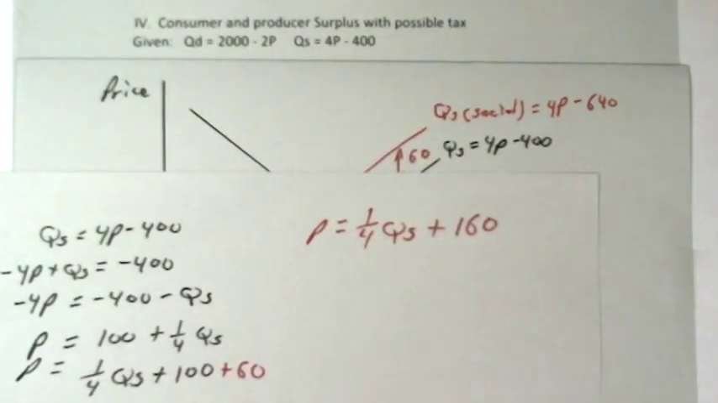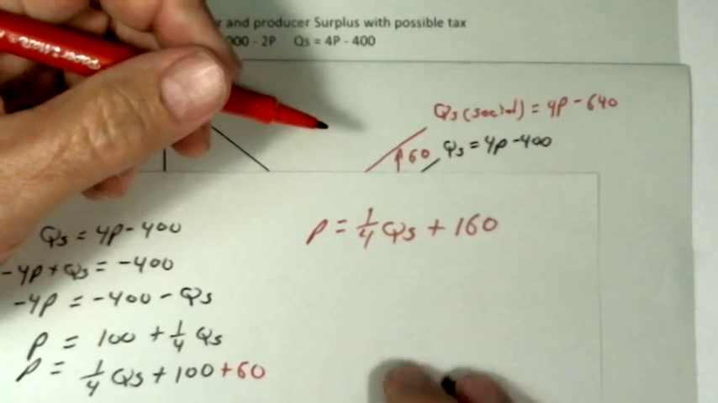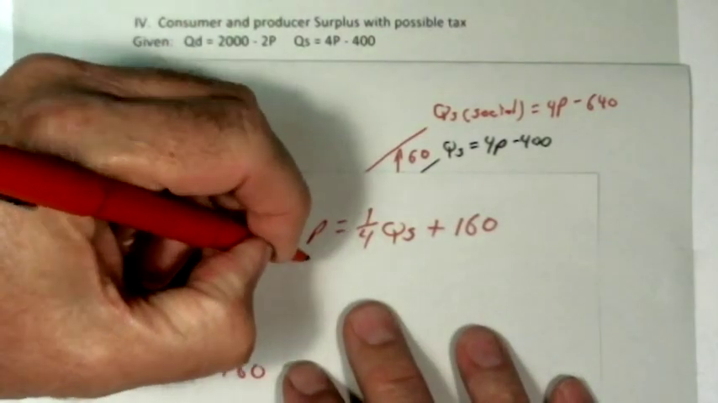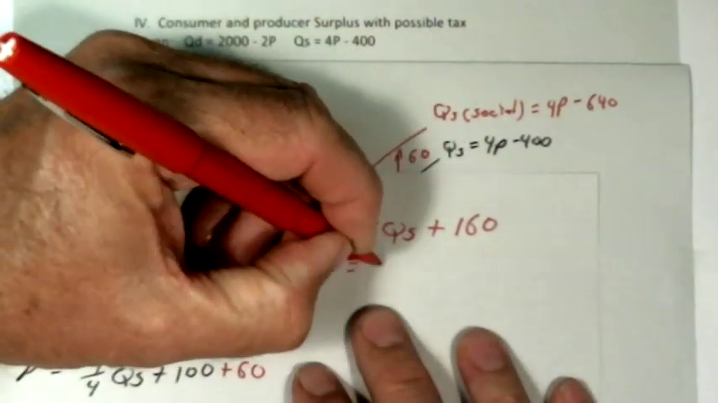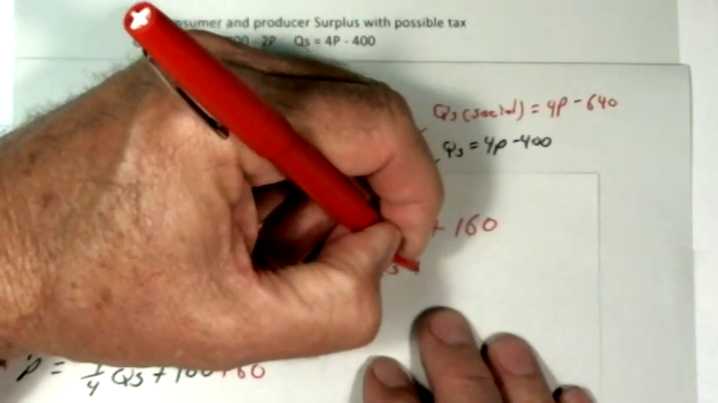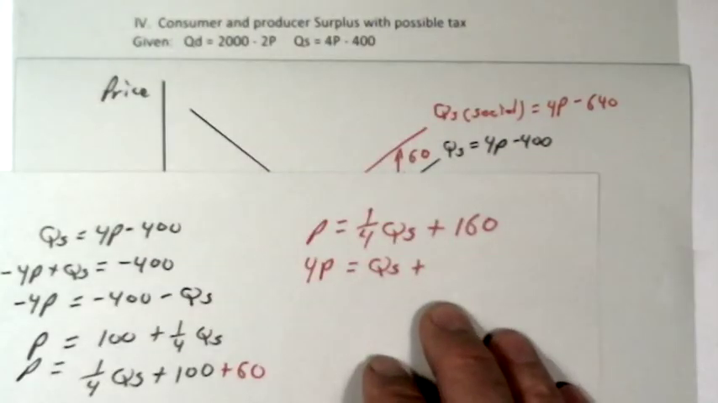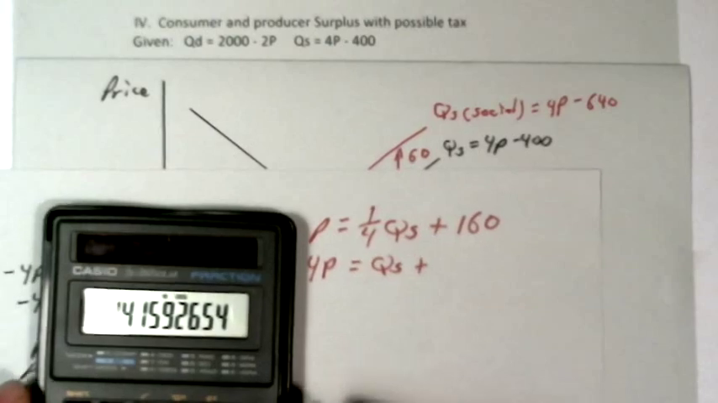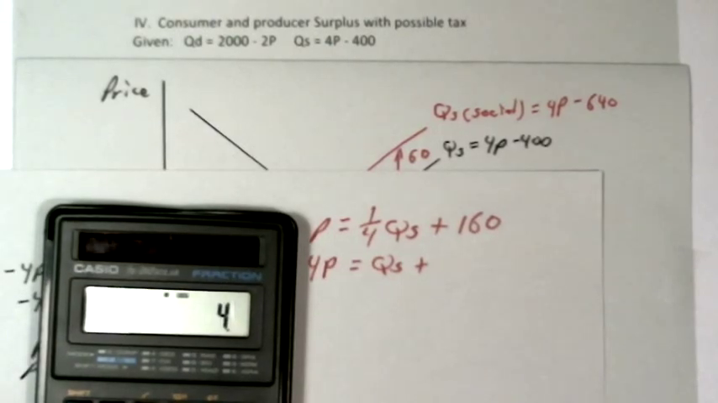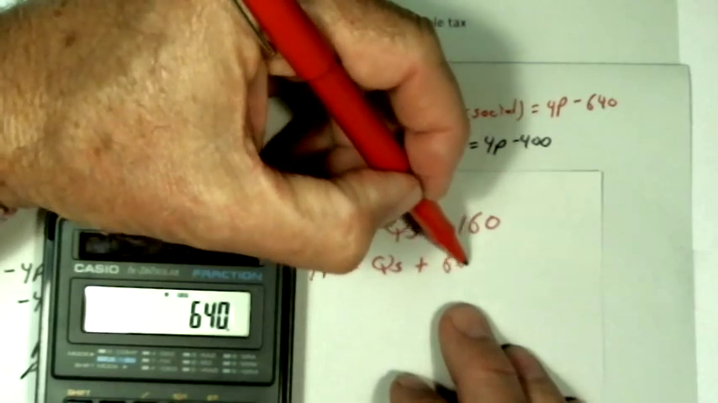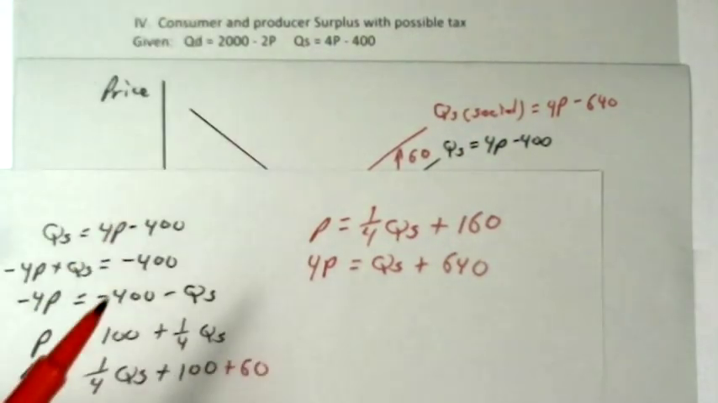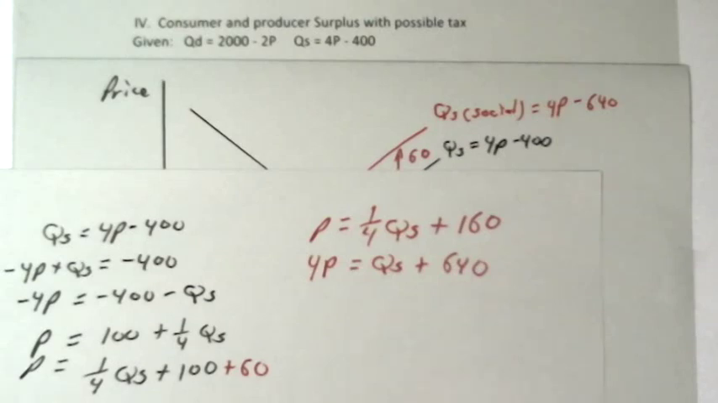Now I've got to put back Alfred Marshall's mistake, and the way I'm going to do that is I'm going to multiply through by 4. So I get 4p equals QS plus 4 times 160. 4 times 160 is 640. Hey, I'm doing good. And now let's see what's wrong.